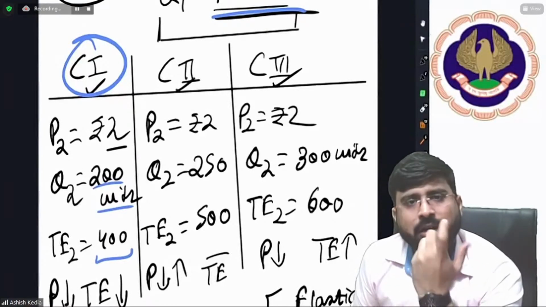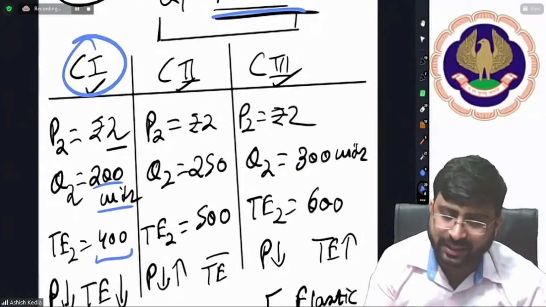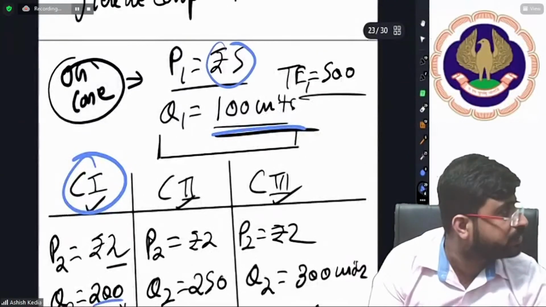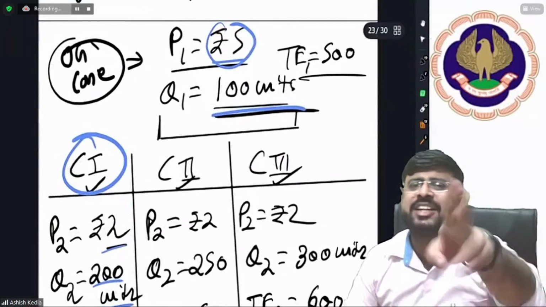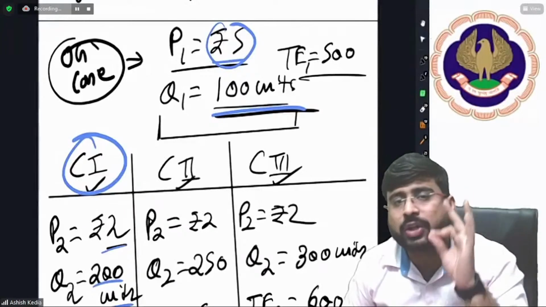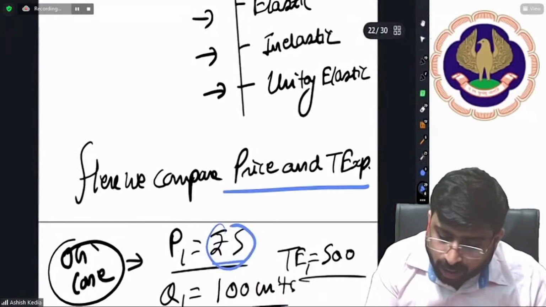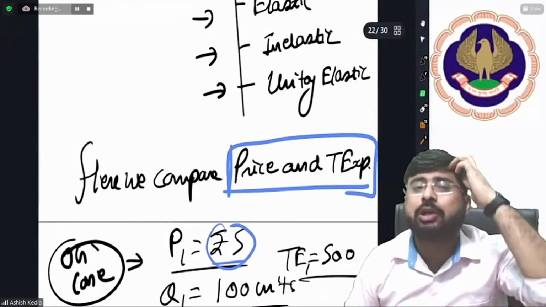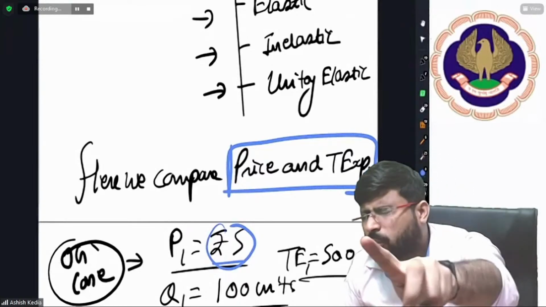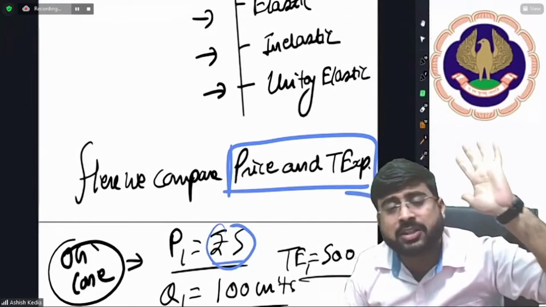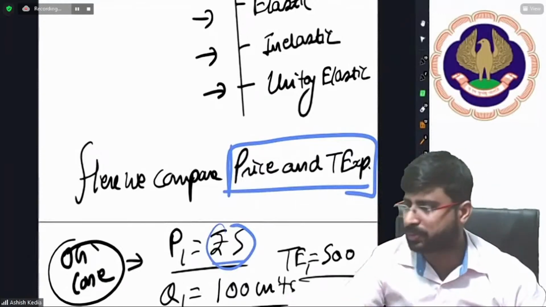So if the new total expenditure is 400, look at the direction. When price is falling, price has gone down from 5 to 2. So look at the direction of total expenditure. Remember, in total expenditure or total outlay method, you compare 2 things. What 2 things do we compare? We compare price and total expenditure.